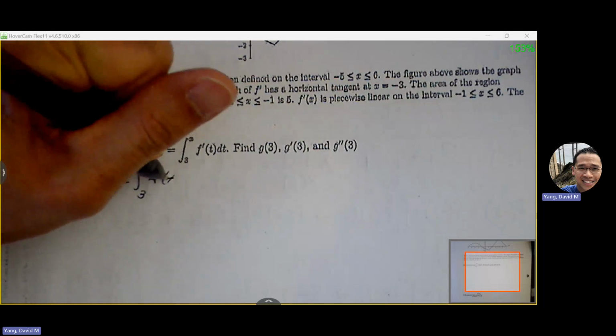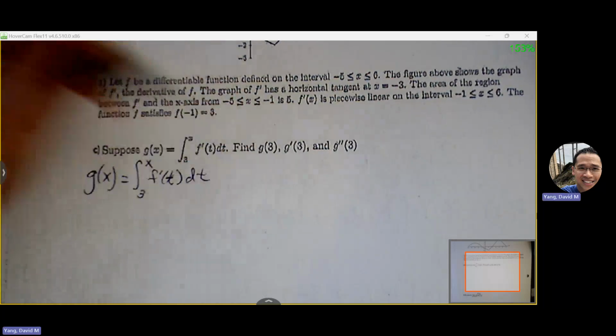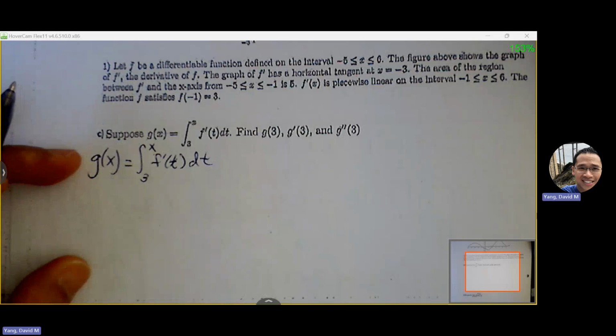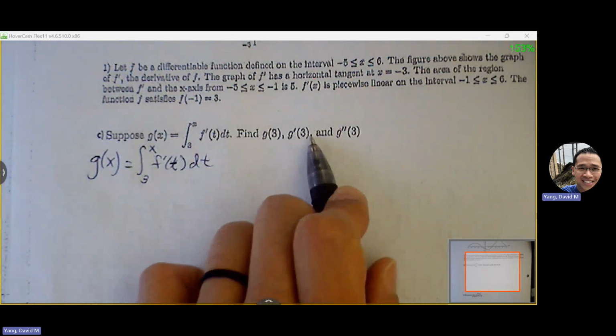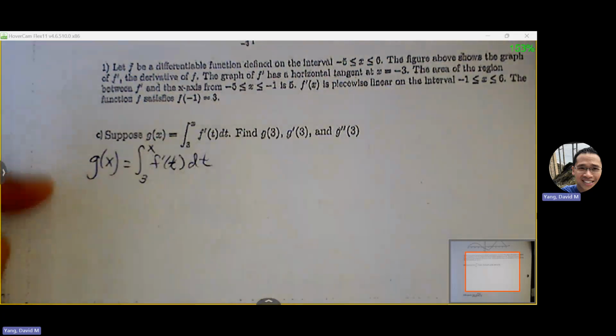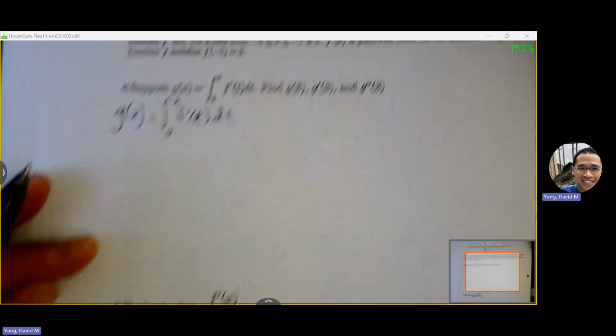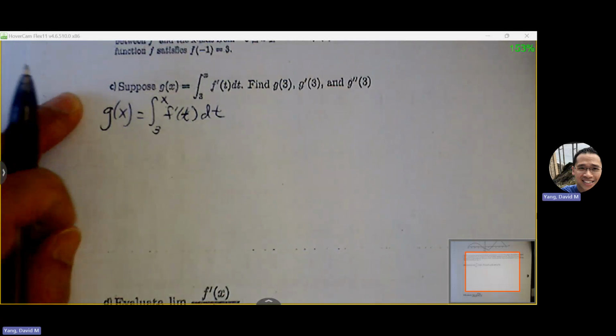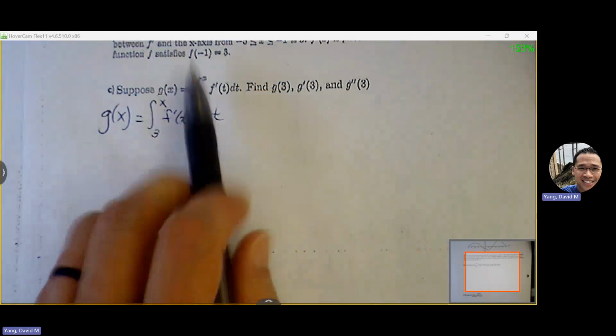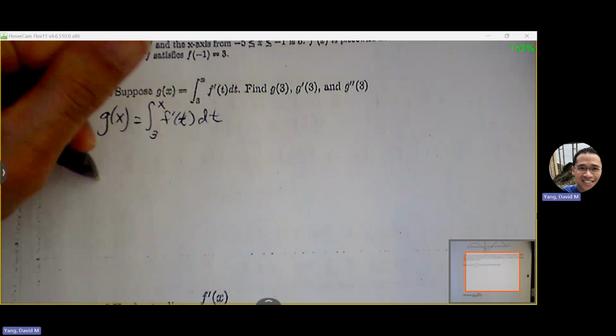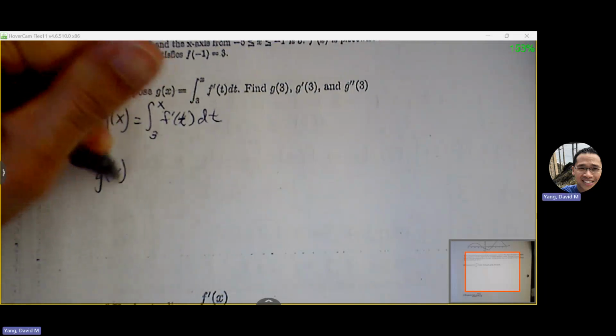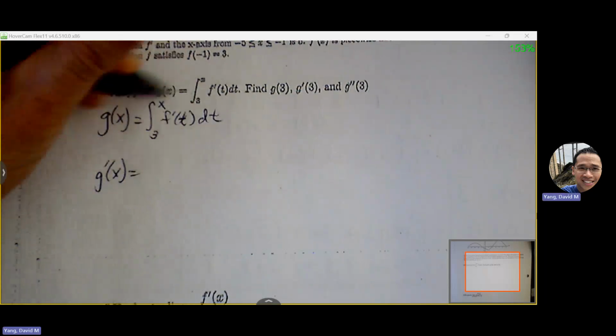I'm just going to build out all my formulas, and then we can plug in 3 for all the variations that we need to build. So we know g of x is just whatever is given to us, right? And g prime, therefore, must be the derivative of this.